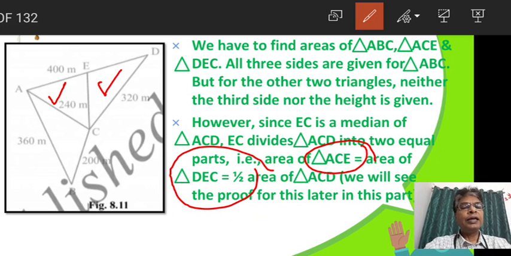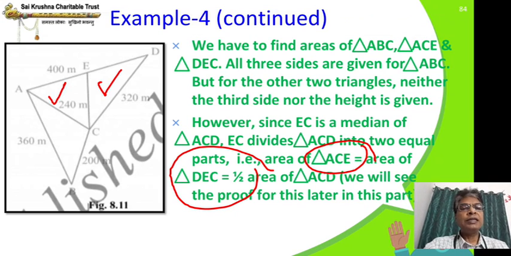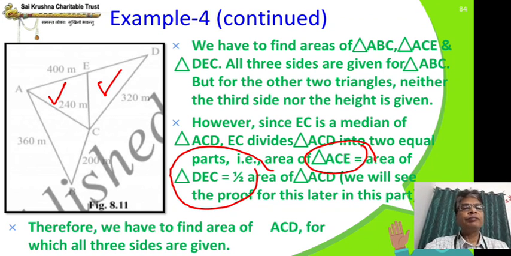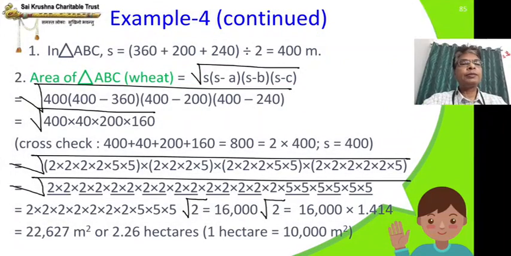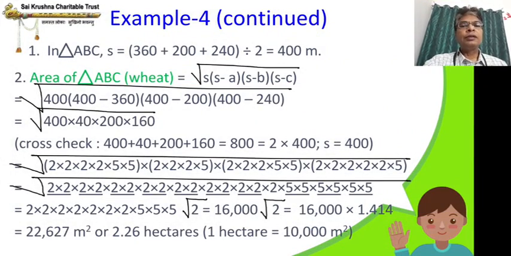So let us now go to the next page and see how to find the area. Therefore, we have to find the area of ACD, for which all three sides are given. Now in ACD, all three sides are given: 240, 320, 400. So once we find that, we can divide by 2. Now you can pause the video and note down the steps.